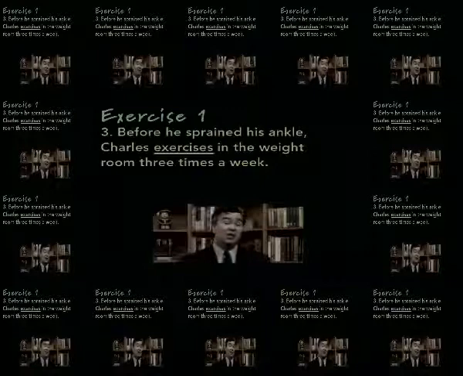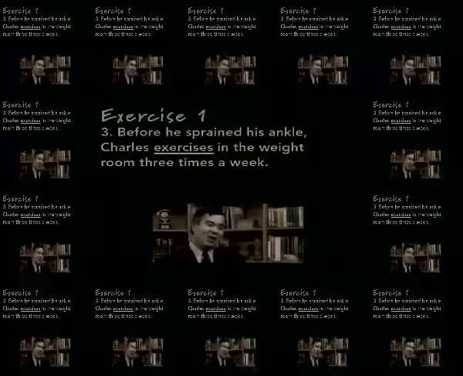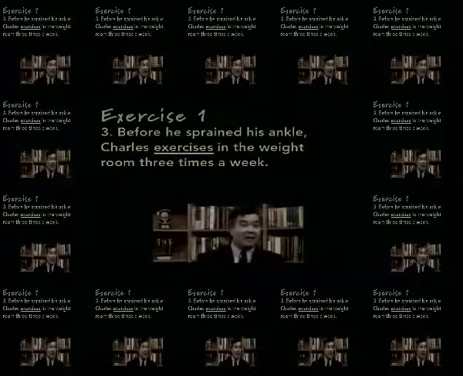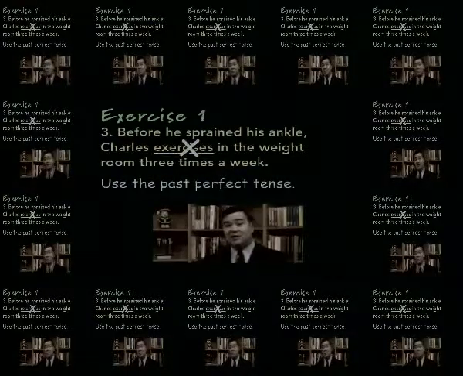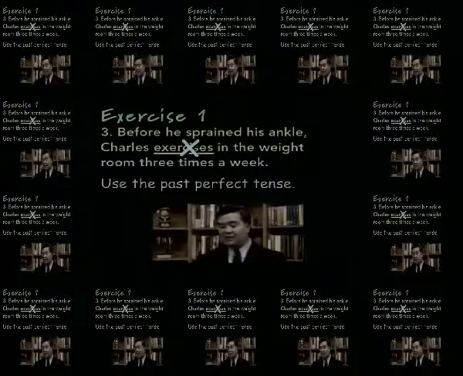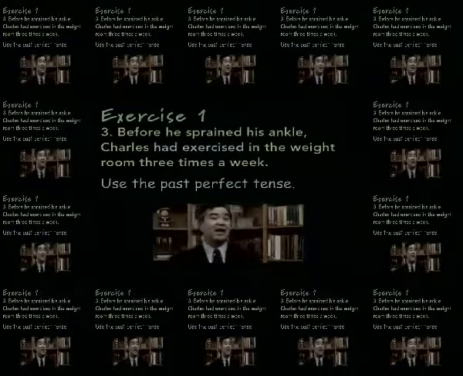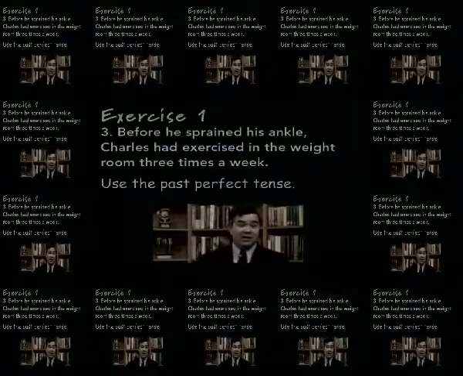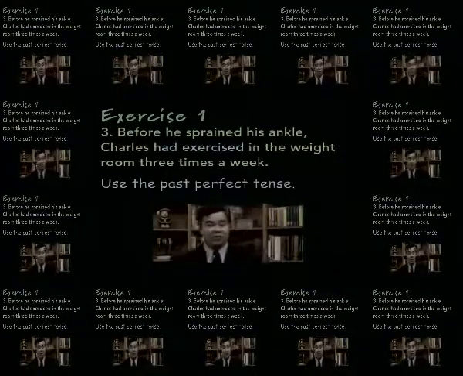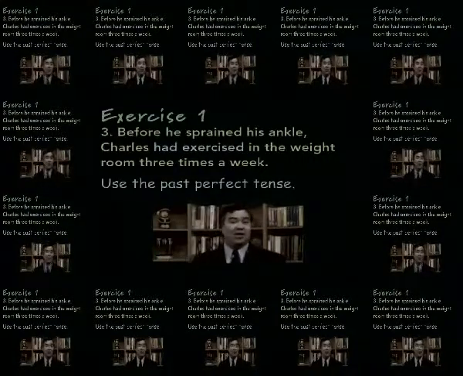What's the best tense to use to describe a past event happening prior to some other past event? The past perfect would be the best tense to use in that circumstance. So the right way to phrase the verb exercises would be had exercised. That's the past perfect form of the verb. And the sentence would then read, before he sprained his ankle, Charles had exercised in the weight room 3 times a week.